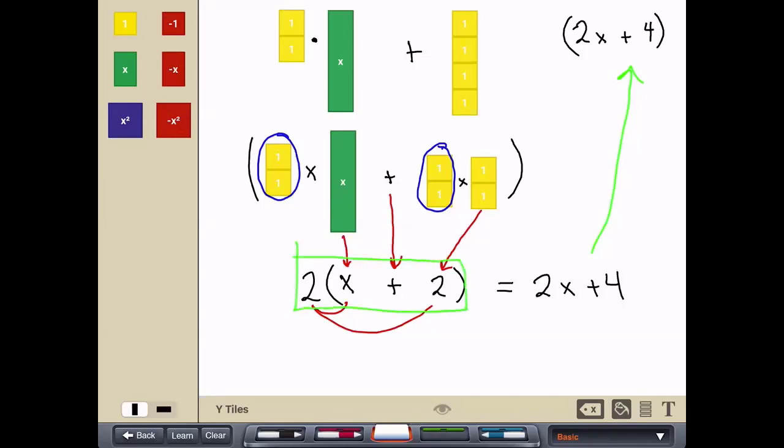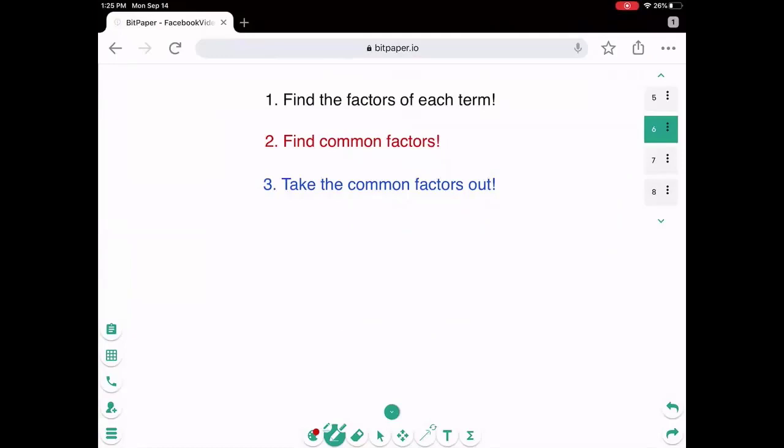Let's do a brief review here before we finish up. First, when we're factoring a polynomial, we want to find the factors of each term and look for the factors that each term has in common. Then we're going to take that common factor out to the front of the parentheses and leave what's left inside our parentheses.